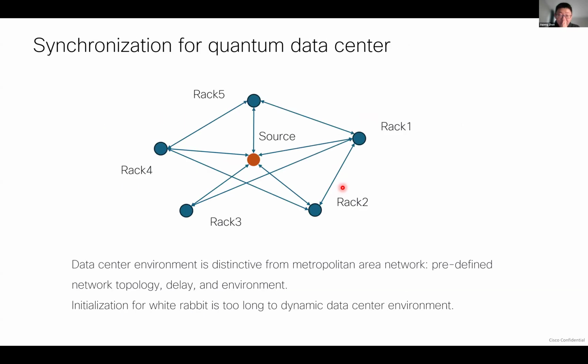And when we finish the scheduling, we need to move from the orchestra to the quantum fabric, meaning that we need to start our hardware layer by starting the synchronization of the entire data center. The data center environment is quite different from the metropolitan area network, which is mainly studied in the past couple years. In the data center, the entire network size is small, but it has more complicated connectivities between different racks and QPUs. The network topology is predefined, and all the delays between racks and QPUs are also predefined.